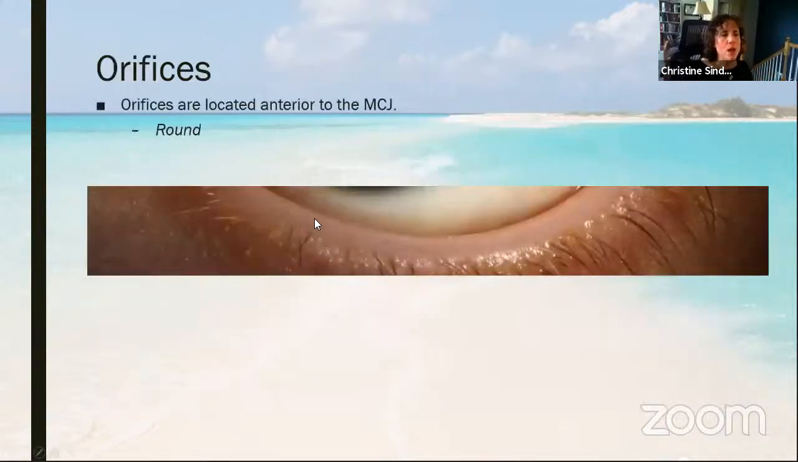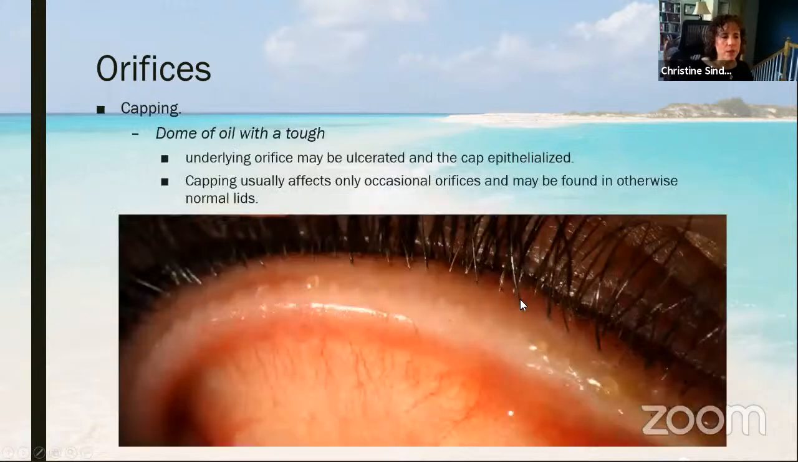Now you need to record where the orifices are themselves. Ideally, you would like to have these beautifully round orifices spaced evenly apart on the eyelid margin. Occasionally, you're going to see the capping or doming of the oil coming out of the glands. And in a normal eye, this is a very normal thing to happen. Patients will frequently say to you, oh, I just take my fingernail, I see it, I take my fingernail up there and scrape it off. They're very difficult to remove.